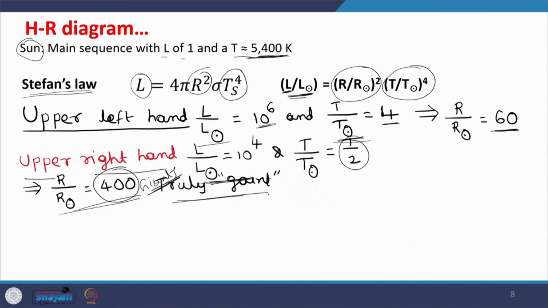How did we get this number? Just by looking at the ratio of the luminosity and the temperature. And it is truly a giant, right. R by R sun is 400, while R by R sun is 60 only in the upper left hand.